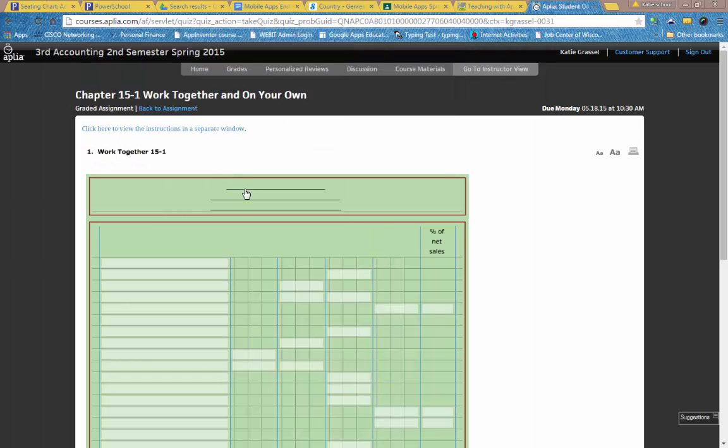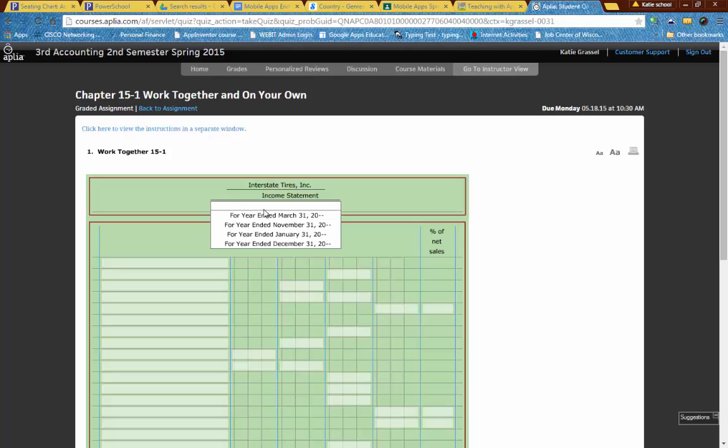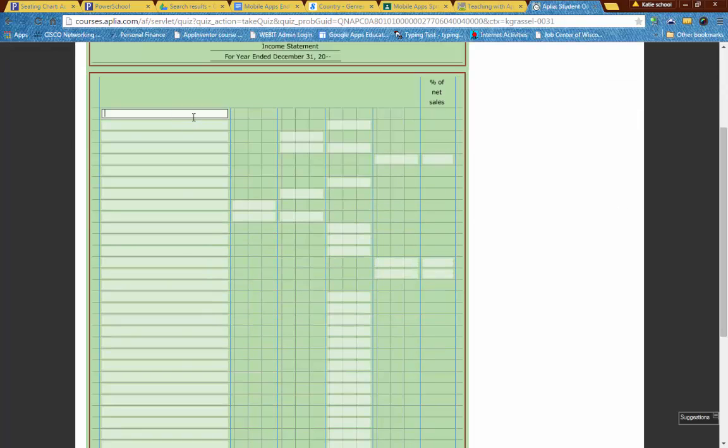On the very top, let's go ahead and start with the name of our business, which is Interstate Tires. The name of our document is an income statement. And income statements are always prepared for the entire fiscal period, and this is for the year ended December 31st. Now, we have three main headings: revenue, cost of goods sold, and expenses. Before, we only had revenue and expenses. So the first heading that I'm going to put on here is the word revenue followed by a colon.